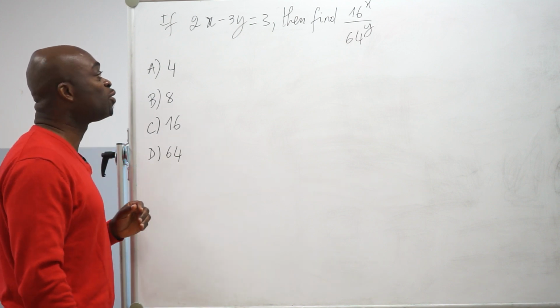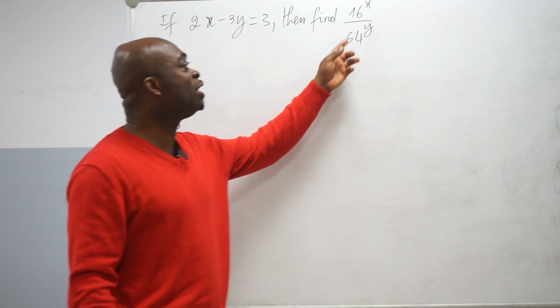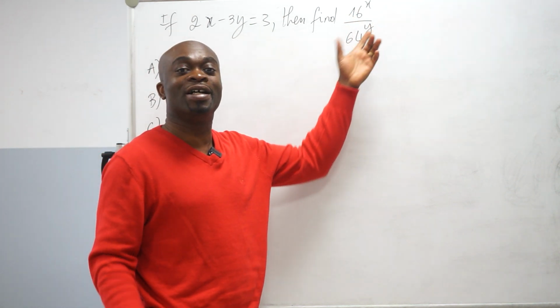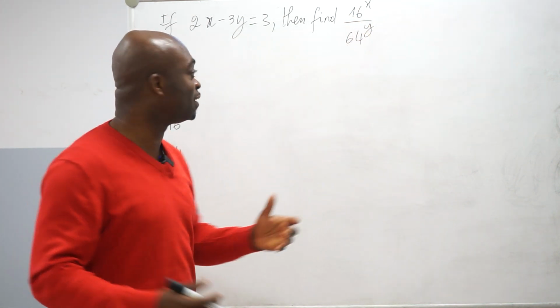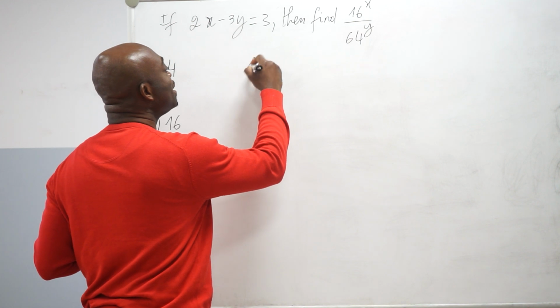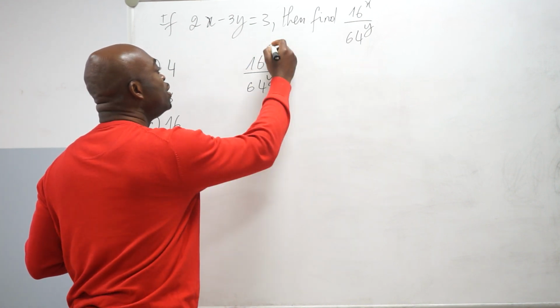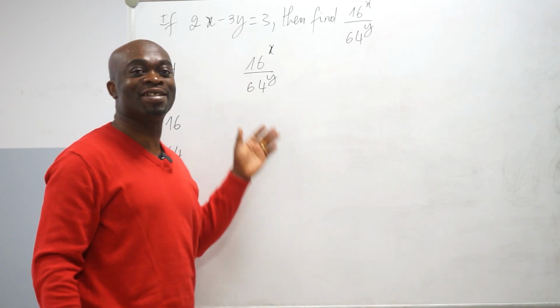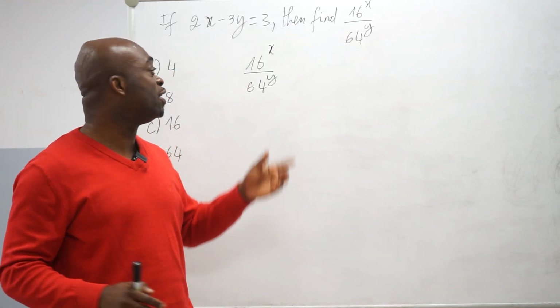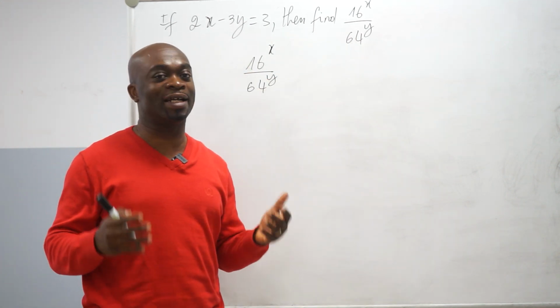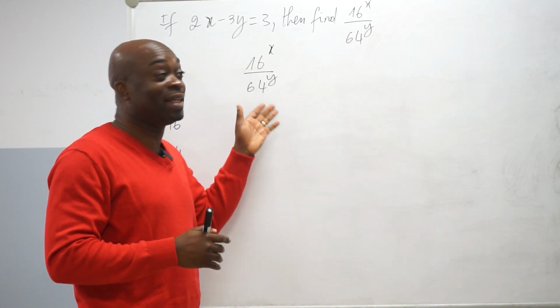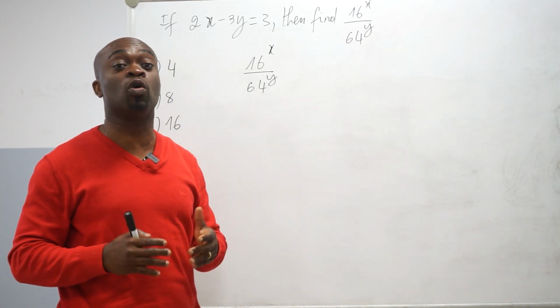So let's go at it very quickly here. What's going to happen? We're going to go ahead with this one and see how we can rewrite it. This is 16 power x over 64 power y. So what can we do? 16 and 64 are different bases, right? The base 16 and base 64 are not the same, so you cannot just go ahead and simplify like that. That would be totally wrong.